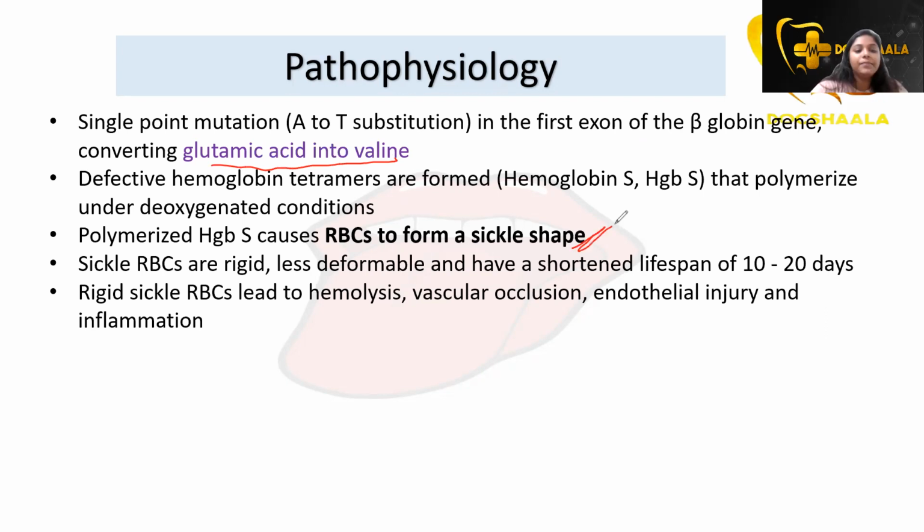These sickle shapes are rigid, less deformable, and their lifespan is 10 to 20 days. What is the lifespan of normal RBCs? Comment down in the section below and let me know. The lifespan of sickle RBCs is 10 to 20 days. The rigid sickle cells cause hemolysis, as we have discussed previously.